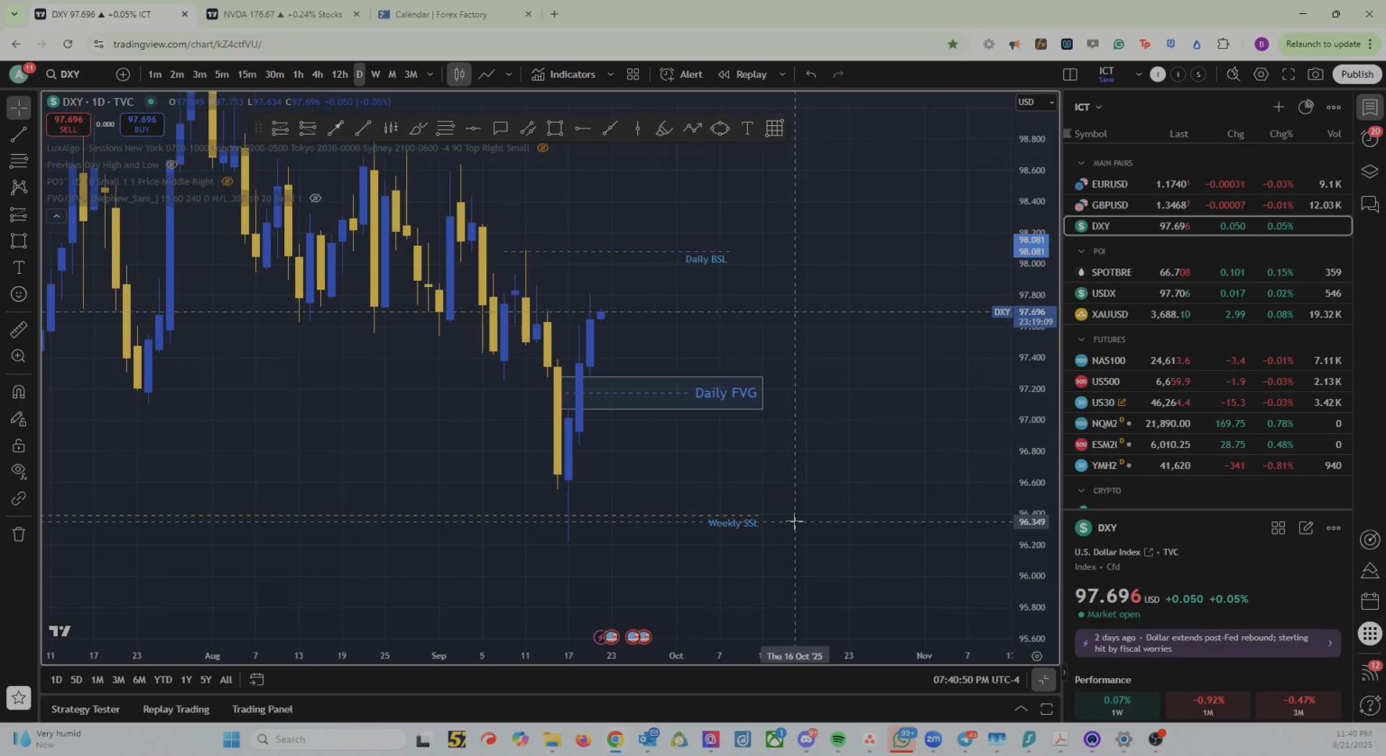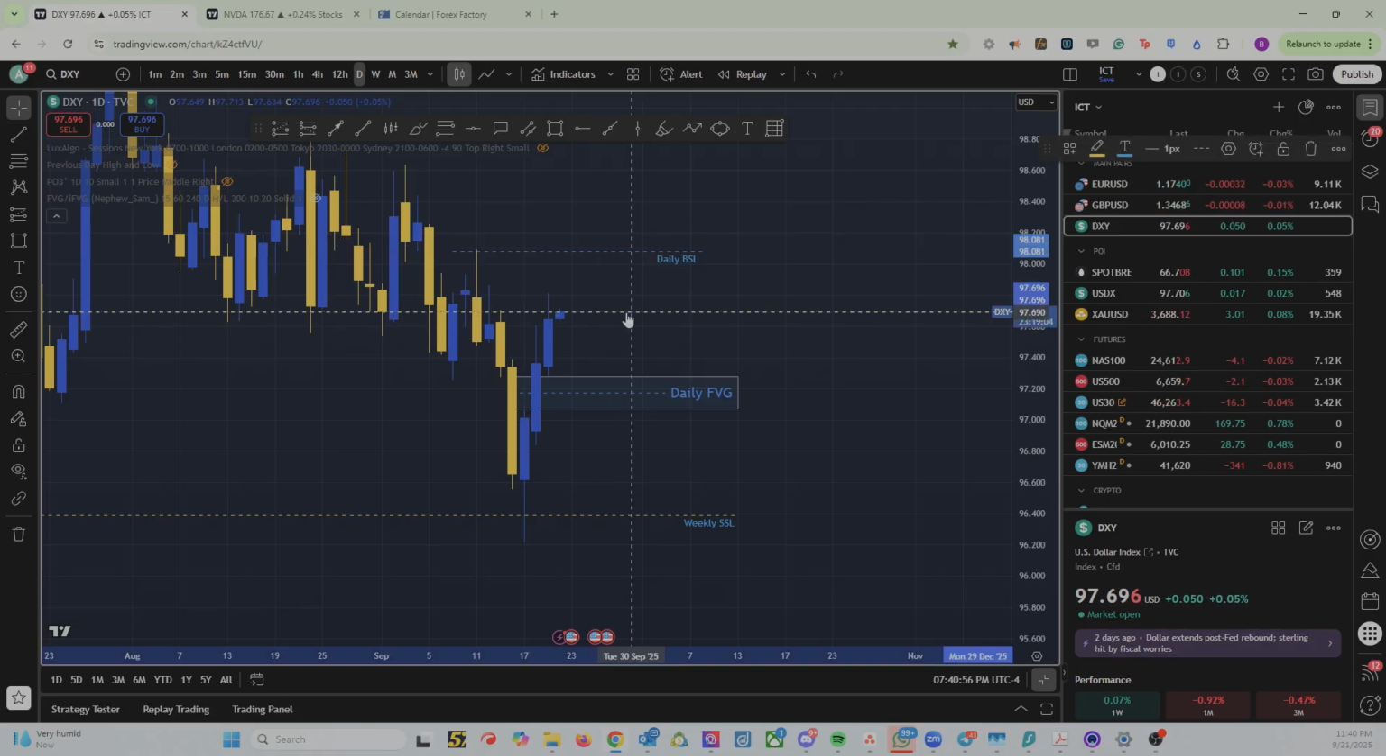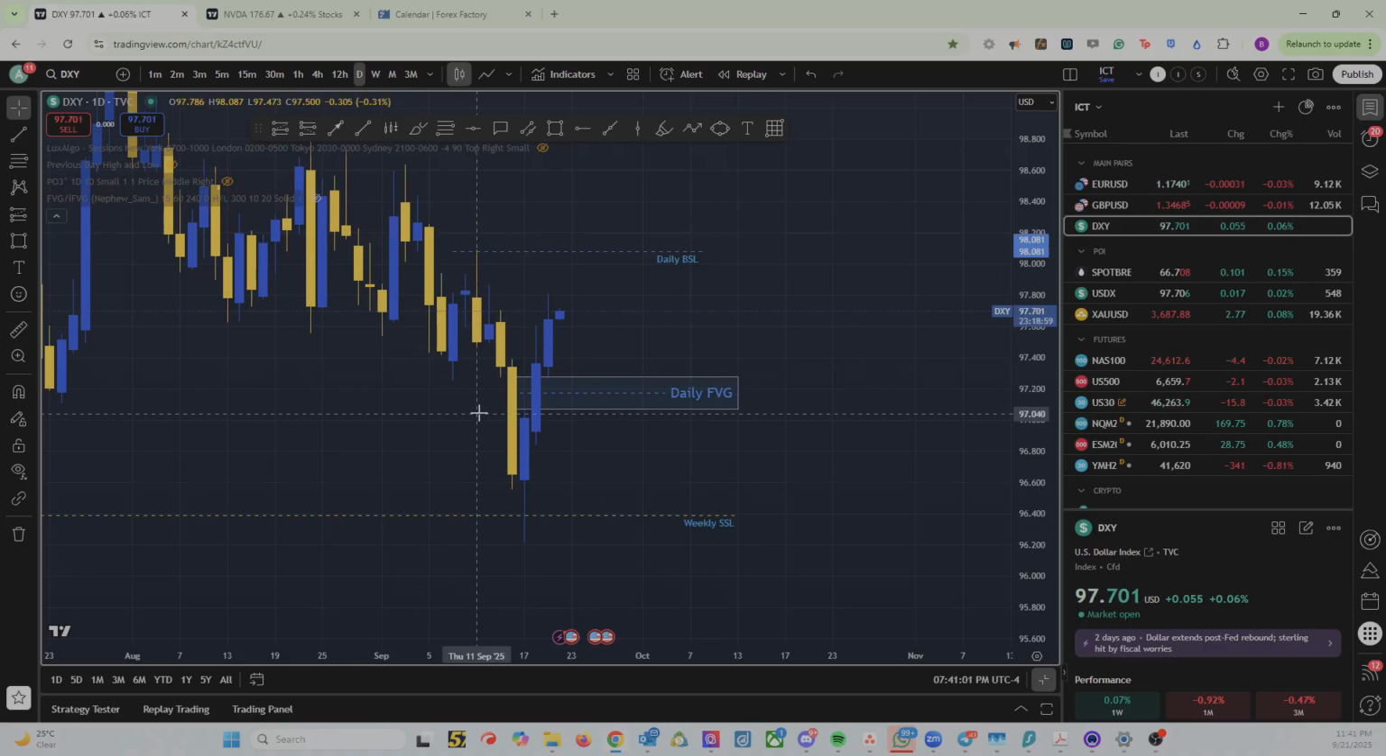So this is the DXY. Looking at this particular week, I'm going to delete this particular one because it has been used multiple times already. But looking at this right here, we can see that we have a daily buy side liquidity here. One of two things is likely to happen. We are likely to see the market just go straight up like this, or we are likely to see the market push down and go up like this. So we have scenario 1 and scenario 2. Out of these two, what do I think is likely to happen? Personally, I think scenario 2 is more likely to happen.